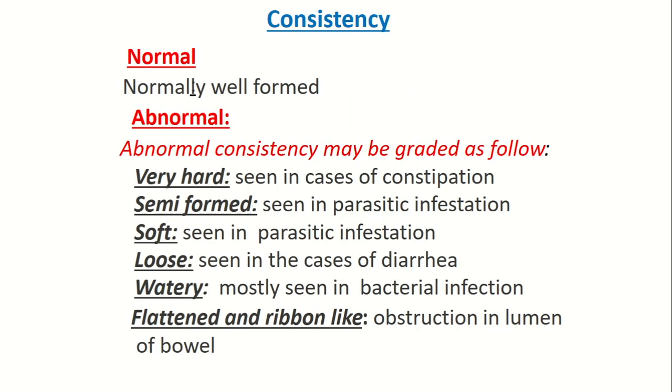Normally, consistency of stool is well formed, and you all know if it is very hard, a patient has constipation. Semi-formed, particularly in parasitic infestation. Soft stool, again parasites. Loose diarrhea, loose watery, that is particularly in cholera, that is bacterial infection. And once it is flattened or ribbon-like consistency, it suggests a particular obstruction in the bowel. So this is the thing you should know about consistency of stool.